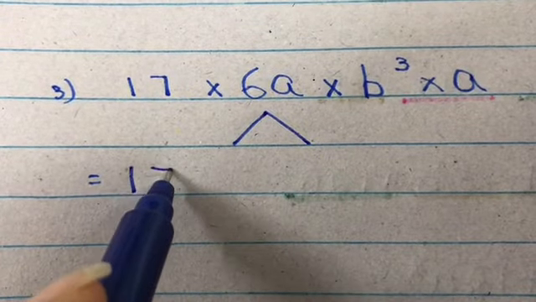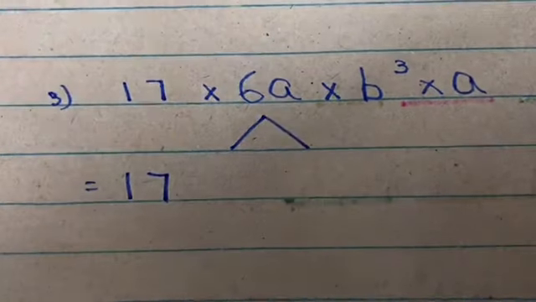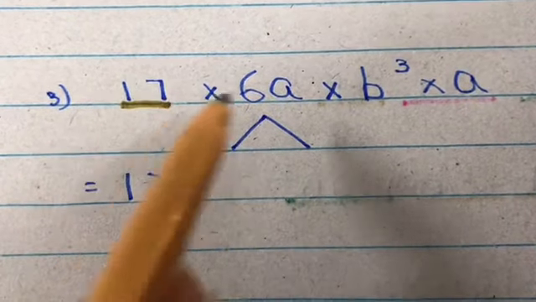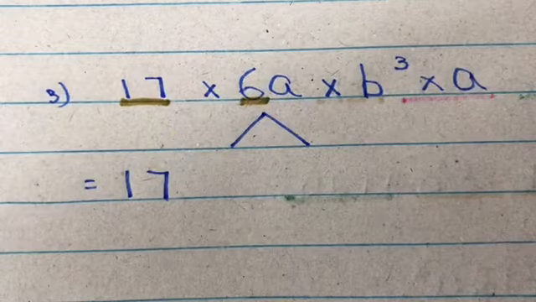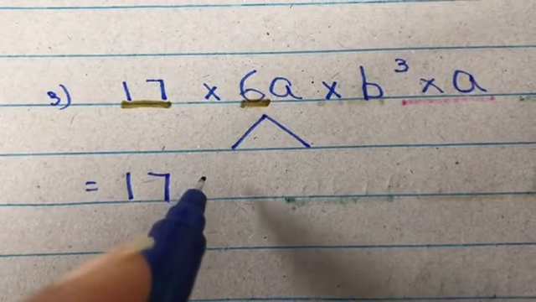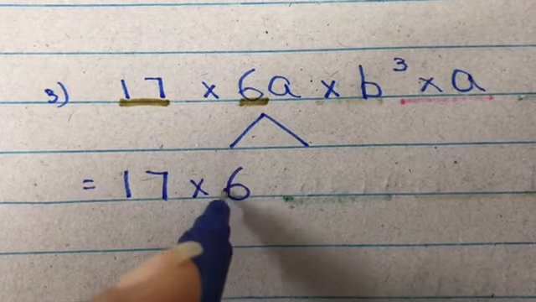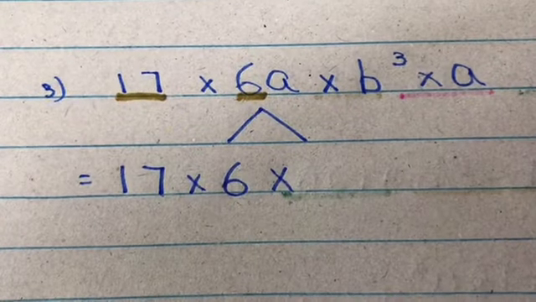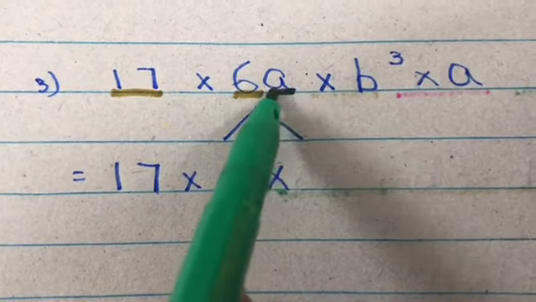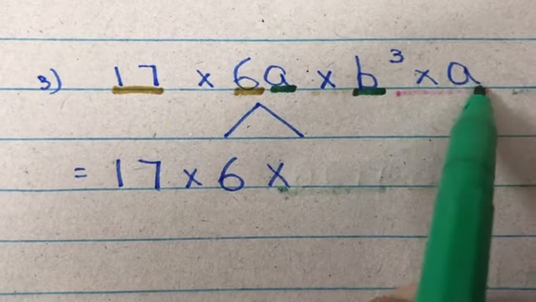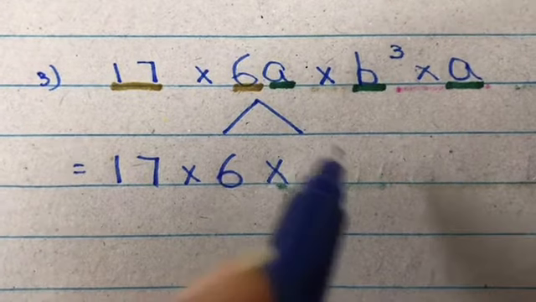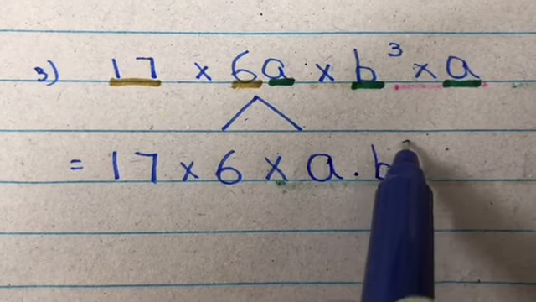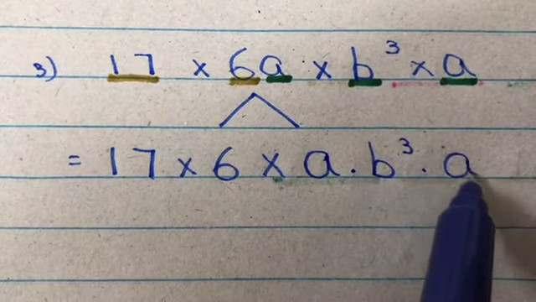So 17 times 6, right? Because we have 17 and 6 and there is no other number. So 17 times 6 we copy down, multiplied by all the letters. What are the letters? Letters are A, B cubed and A. All of them together we can copy down: A dot B cubed dot A.